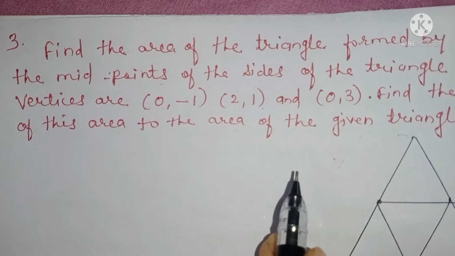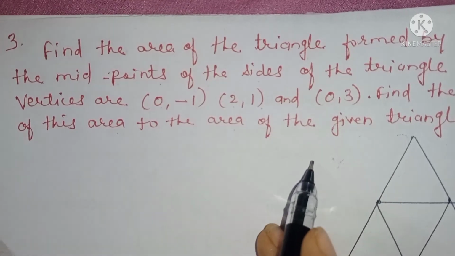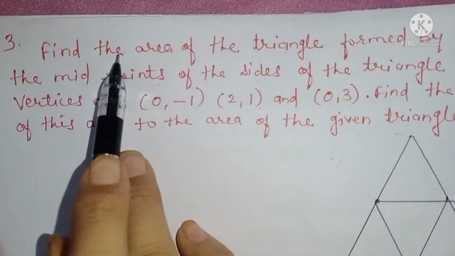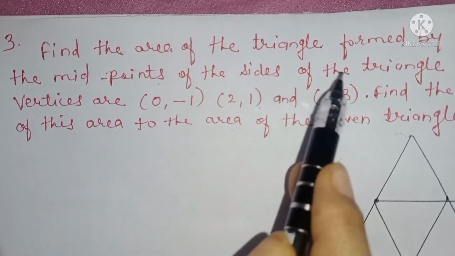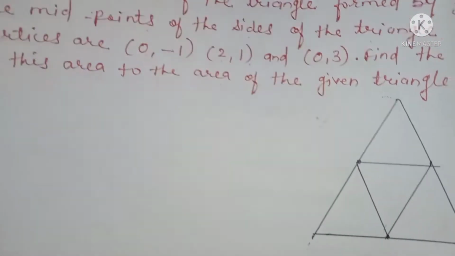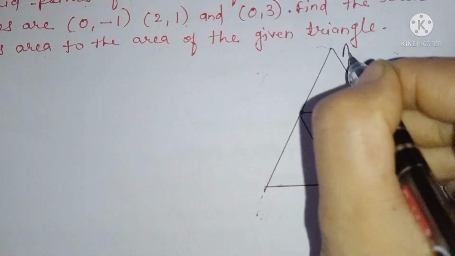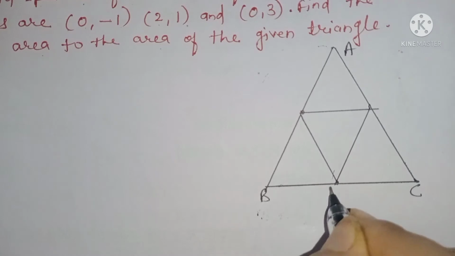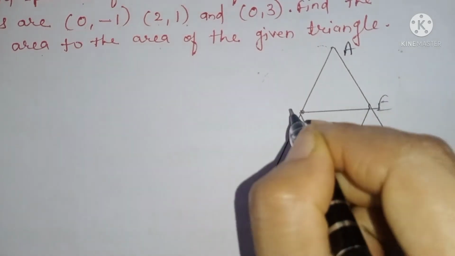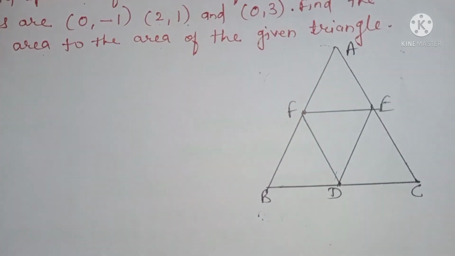Alright, see what is given? We have given a triangle and its vertices. And what is the condition given to us? That we have to find the area of a triangle formed by joining the midpoints of the sides of the triangle. See, this is a triangle, right? Let us name it A, B and C. And let D, E, F be the midpoints of BC, AC and AB respectively.